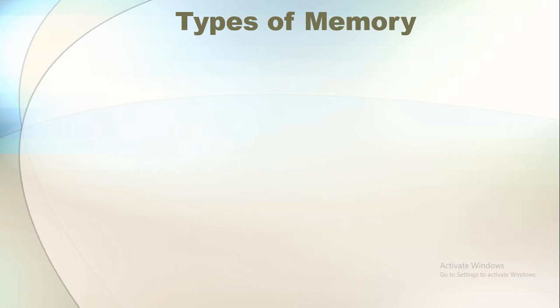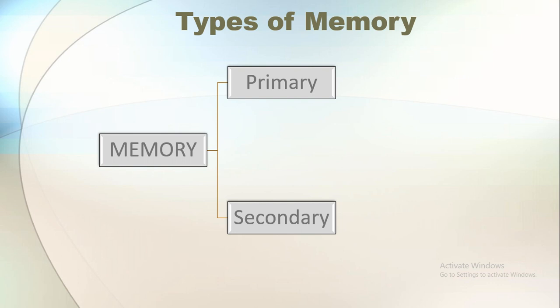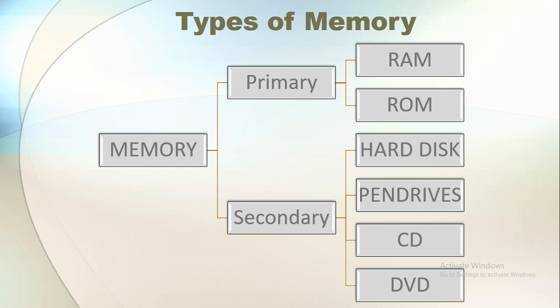Now here we will see the types of memory. So memory is classified into two types: primary memory and secondary memory. Again, primary memory is classified into two types, RAM and ROM. Secondary memory is classified into various types: hard disk, pen drive, CD, DVD, etc. So we will study about all this in the latter part of the video.